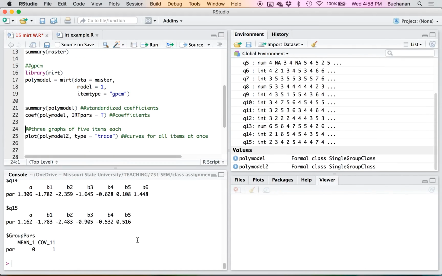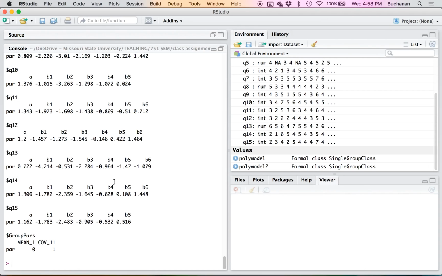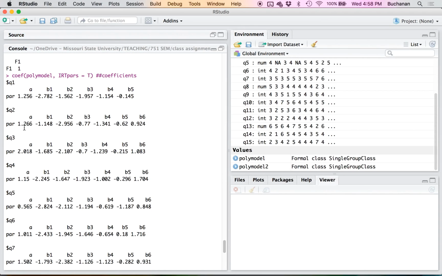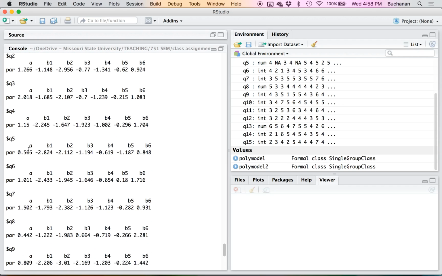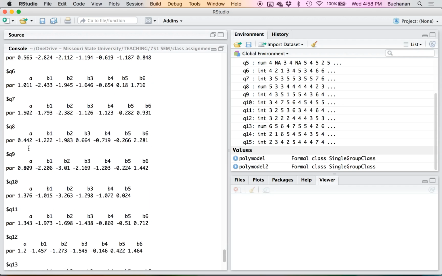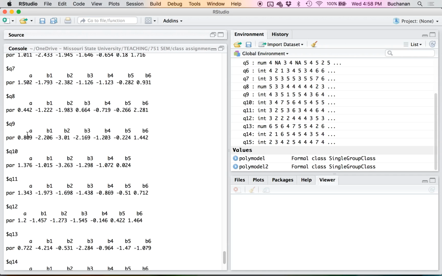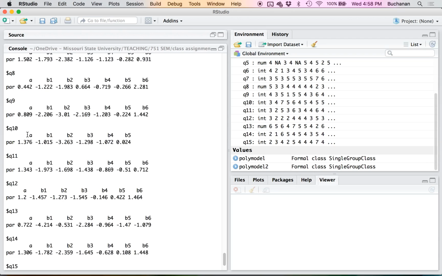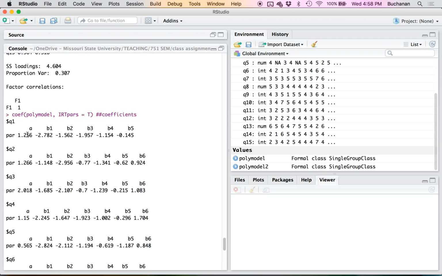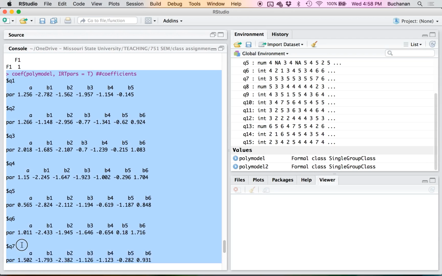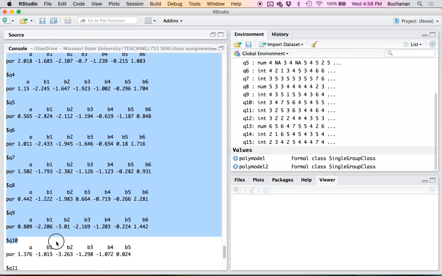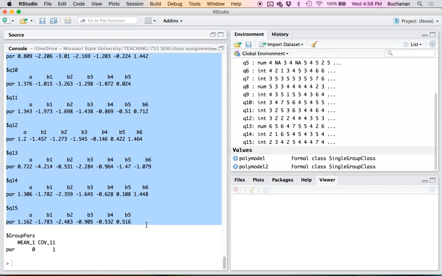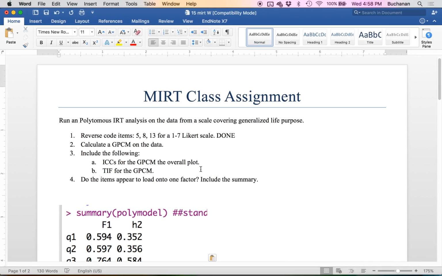If I look at my coefficients, I can see that some of them are very good. So I've got 1.25, 1.26, 2, 5 is poor. 8 is poor, you see a theme here. 9 is actually pretty poor, and 13. So we're having problems with our reverse coded items for sure. So we could always try deleting those and excluding them from the analysis because they may be poor items.